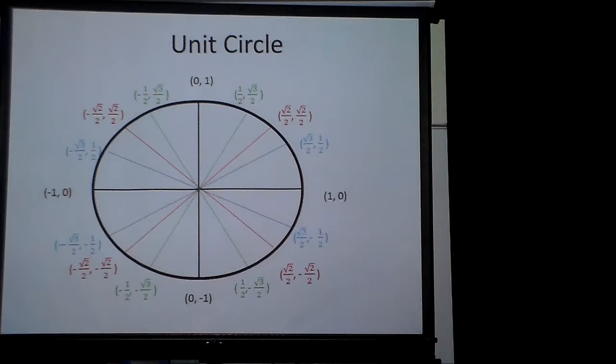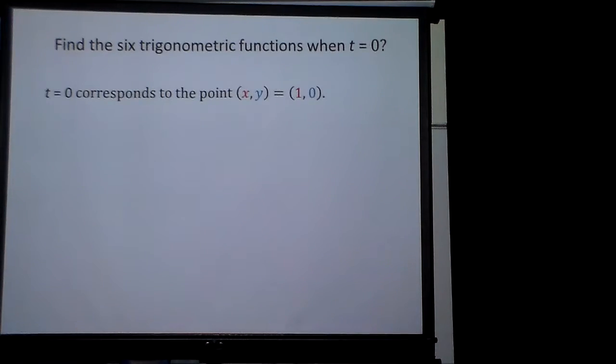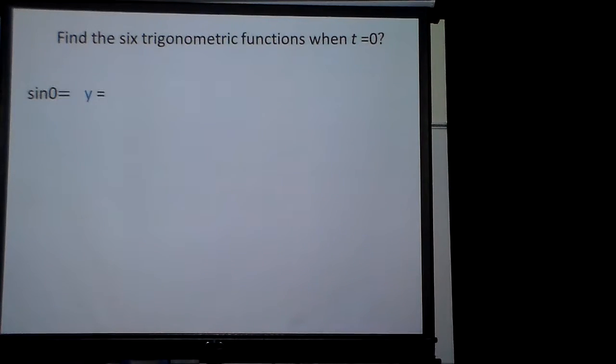Here we have the unit circle, right? I'm talking about the angle 0. Where is the point at 0? 1, 0. So here we go. Find the 6 trig functions when t is 0. We know we're at the point x is 1 and y is 0. So therefore, sine, y, will be 0. Cosine, x, is 1. Tangent will be y over x, or 0 over 1, or just 0.